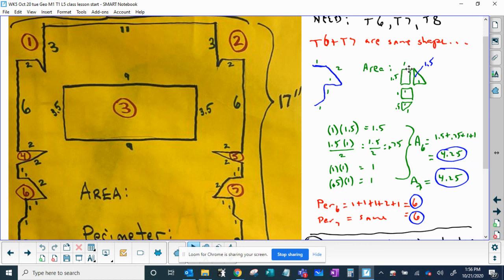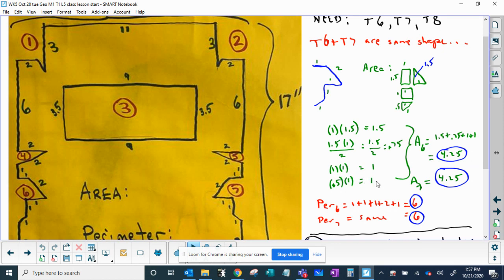Area and surface area. A 1 by 1.5, well, that's easy. 1 times 1.5 is 1.5. Done. Okay, now let's do this next piece, this little triangle here. Well, a triangle is base times height, 1 times 1.5, but we cut it in half, 0.75. This little box right here, we're going to go 1 by 1. 1 times 1 is 1. This little triangle here, a half by 1. 1 times 1.5, right? Then we have to cut it in half.